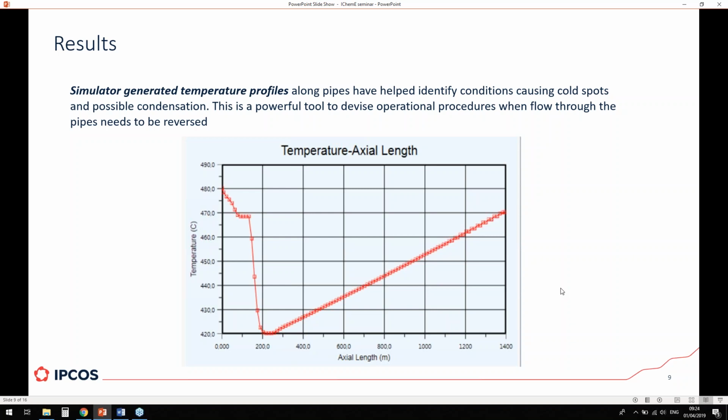So this was very important for them, because with this tool we were able to create a special protocol. Whenever they need to change the flow direction of steam in sections of the pipe from north to south to north, we now know with a good degree of accuracy how fast they need to do it. So they can instruct operators on how fast to make this change to avoid the cold spots. And that's really important, because this will tell you when the pipe is getting close to a temperature that is a danger for possible condensation.